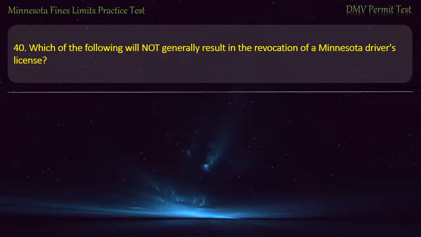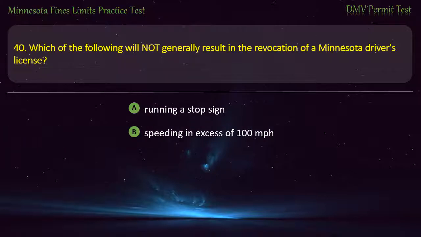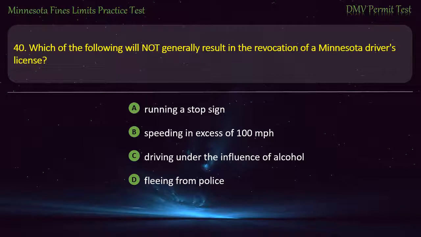Question 40. Which of the following will not generally result in the revocation of a Minnesota driver's license? Running a stop sign. Speeding in excess of 100 miles per hour. Driving under the influence of alcohol. Fleeing from police. Answer: Running a stop sign.